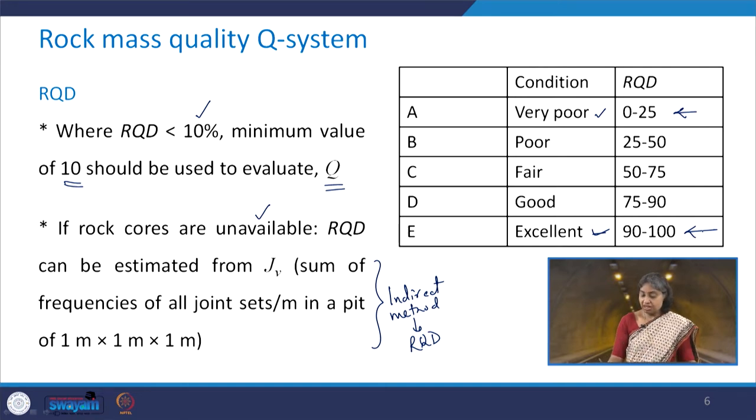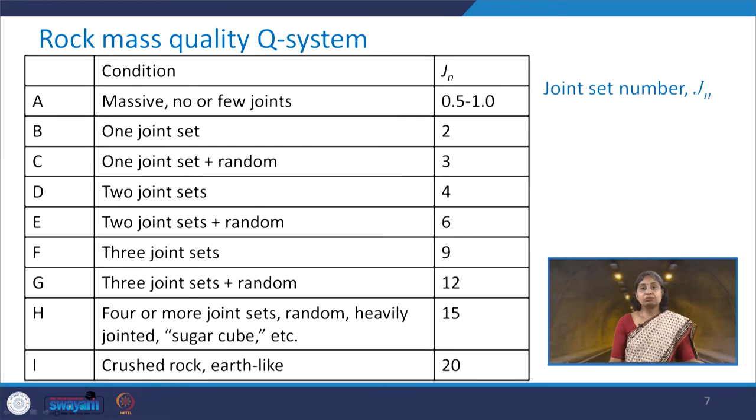So, you see here, the larger the value of RQD, the better is the description of the rock mass. Coming to the next parameter, that is the joint set number. In case you have massive rock where you have no or very few joints, then your Jn is going to vary between 0.5 to 1.